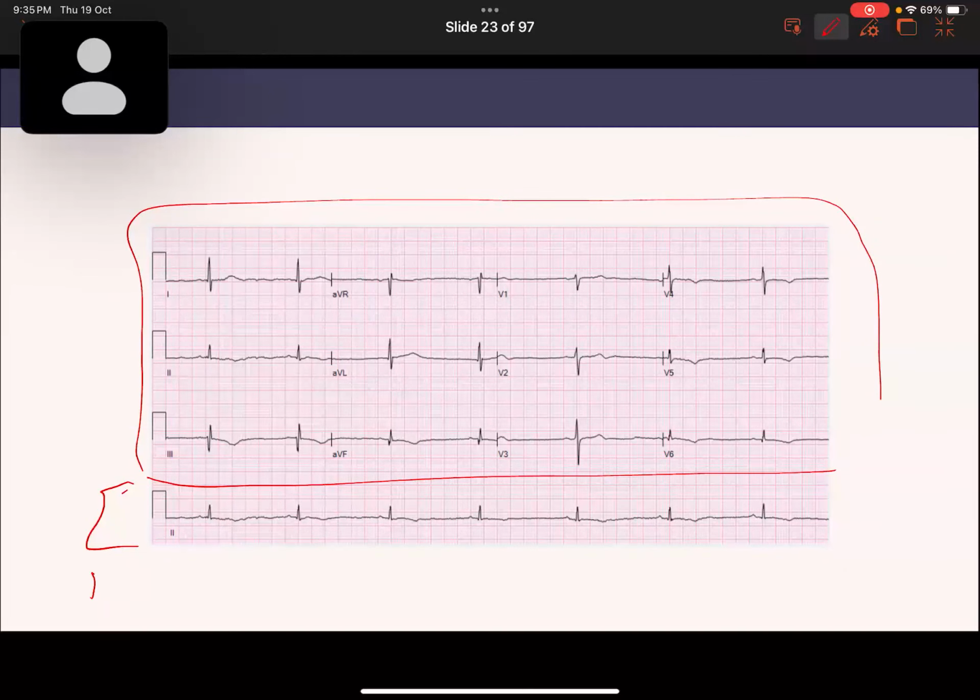That will be your lower part. This is called the rhythm strip. Okay, so this is the rhythm strip. You're going to use this to measure the rate.